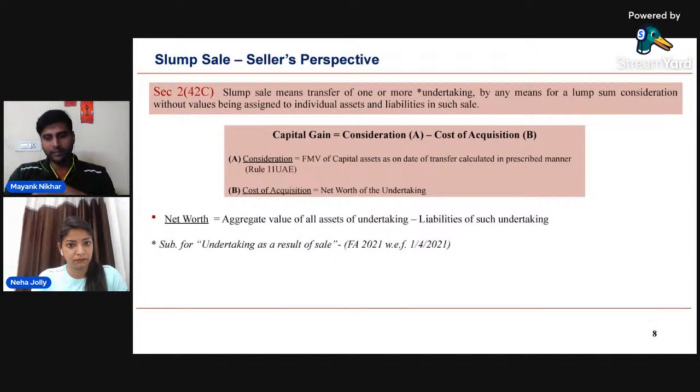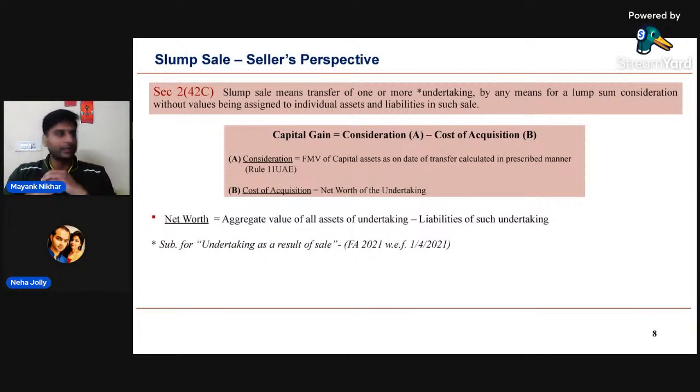We come to the slump sale. There have been amendments under slump sale, and it has become very interesting now from the point of view of capital gain. So first, what is slump sale? Earlier, slump sale meant transfer of one or more undertakings as a result of sale, which has been taken out. Now it is the transfer of one or more undertakings by any means for a lump sum consideration without values being assigned to individual assets and liabilities in such sale. Under slump sale, because there is an asset being transferred, the asset being the undertaking, there shall be capital gain which has to be calculated, and tax on capital gain has to be paid.